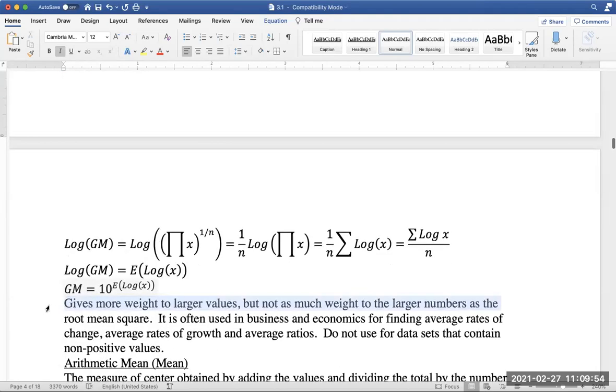So note that this gives more weight to the larger values, but not as much weight to larger values as the root mean square. So it gives a little bit of weight, but not a lot, just barely. It's often used in business and economics for finding average rates of change, average rates of growth, and average ratios. Again, you should not use this if your data has a non-positive value.